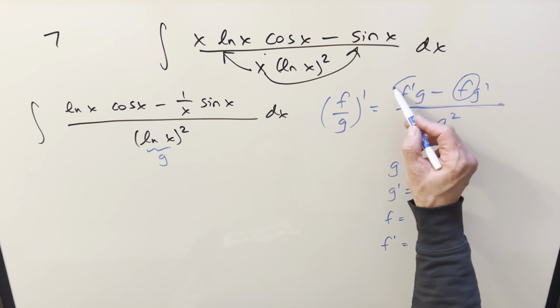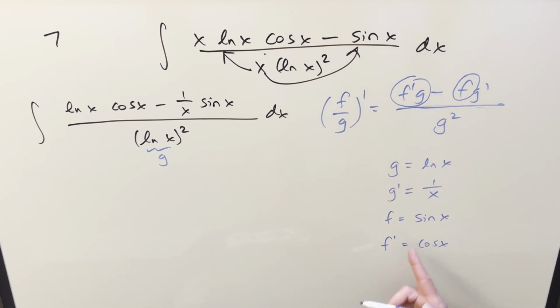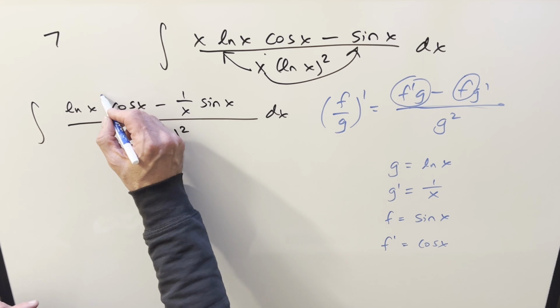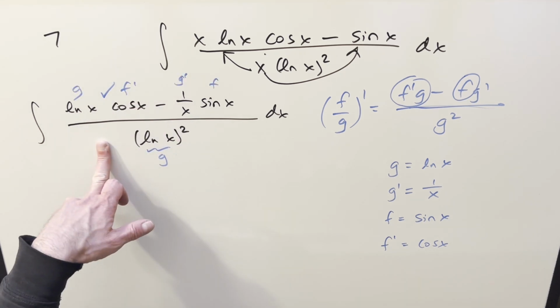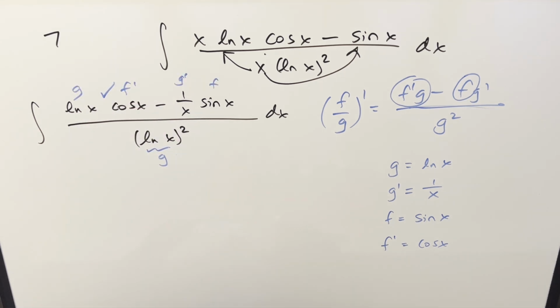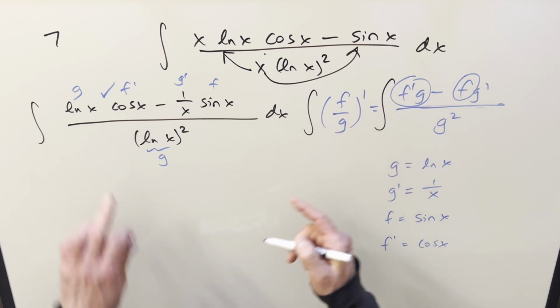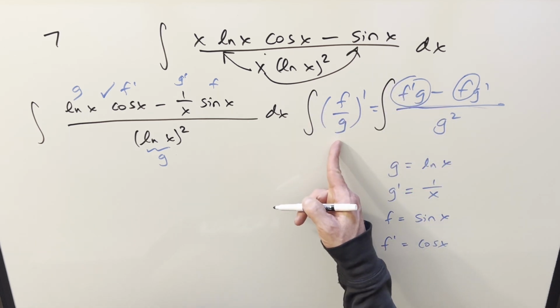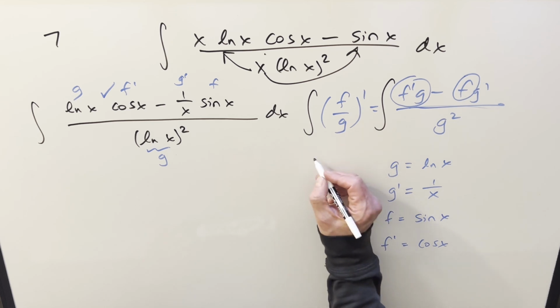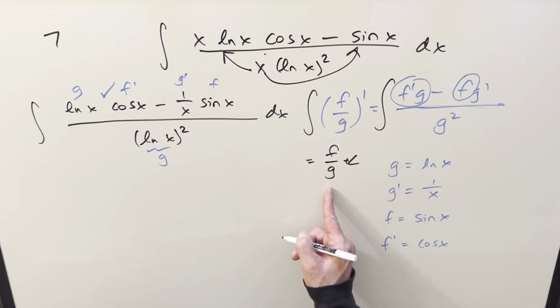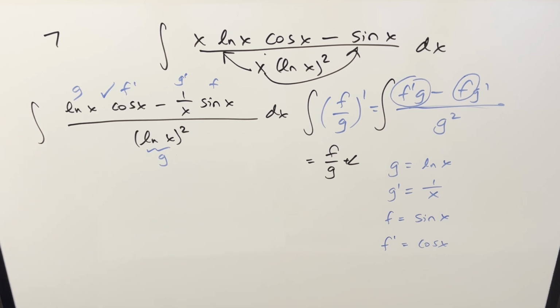So we need f prime g. That needs to be cosine x ln x. That's exactly what we have right here. So we notice we've got everything perfectly set up. We know all of our values. For the quotient rule, if we think about it like we're integrating this thing, over here on the left side, we're integrating a derivative. What's going to come out is just going to be fg plus c. That's going to be the format for our solution.